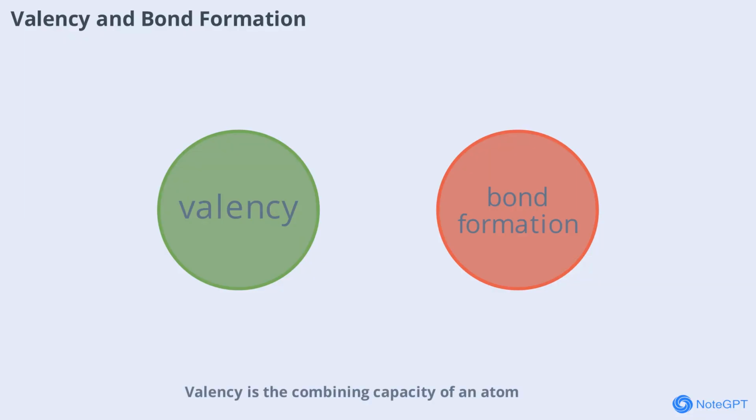Valency is the combining capacity of an atom, determined by the number of electrons it can gain, lose, or share. Understanding valency helps predict how atoms will bond and what compounds they will form. For example, oxygen has a valency of 2, so it forms 2 bonds in water. Mastering valency is essential for writing correct chemical formulas.